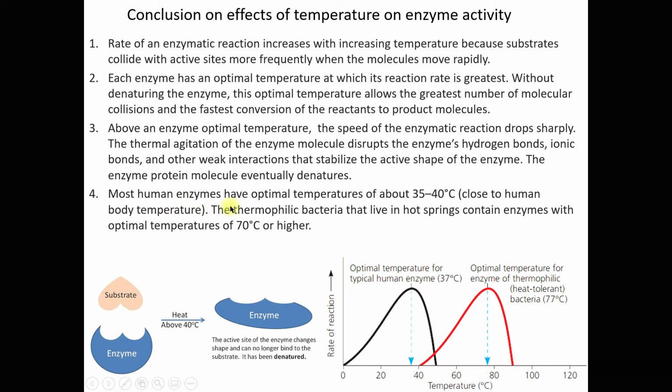Most human enzymes have an optimal temperature of about 35 to 40 degrees Celsius, which is very close to our body temperature. Thermophilic bacteria live in hot springs. These bacteria apparently have enzymes that have an optimal temperature of 70 degrees Celsius and higher. That explains why these thermophilic bacteria live in hot springs. And this is how they look, this tiny thing here. This thermophilic bacterium is a rod-shaped bacterium.